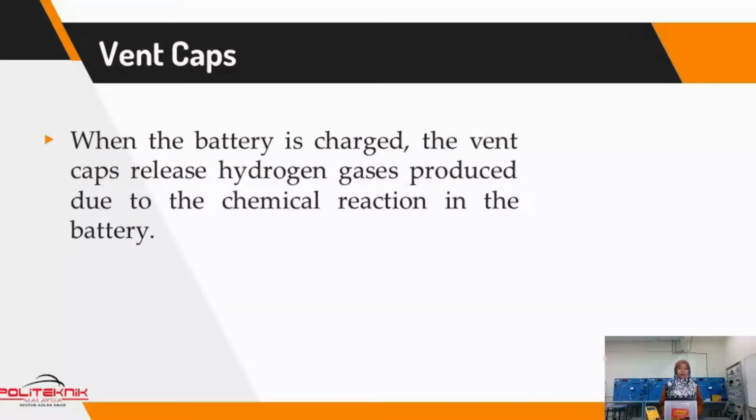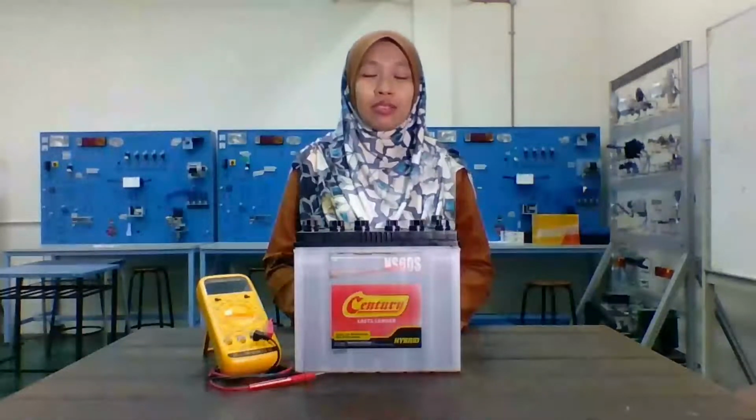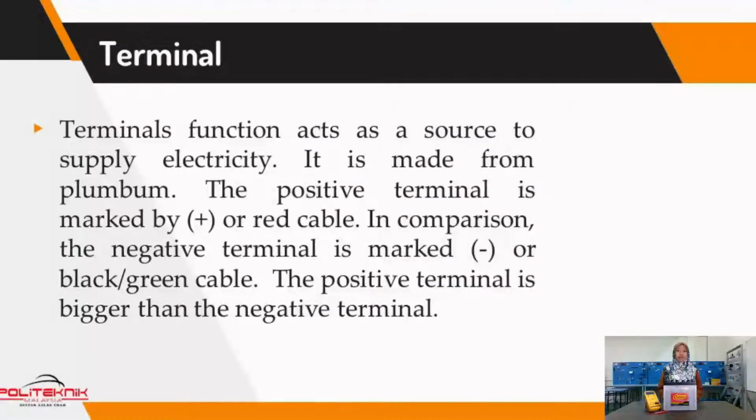Next is vent caps. When the battery is charged, the vent caps release hydrogen gases produced due to the chemical reaction in the battery. Besides the vent caps, the battery also consists of the terminal. Terminals function as a source to supply electricity. It is made from lead. The positive terminal is marked by a positive sign or red cable. In comparison, the negative terminal is marked by a negative sign or black or green cable. The positive terminal is bigger than the negative terminal.